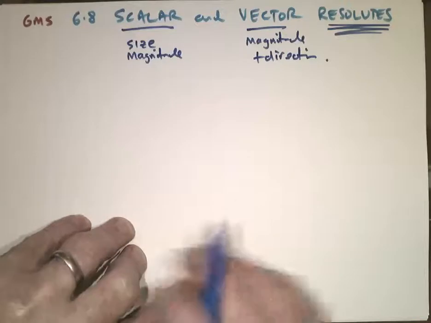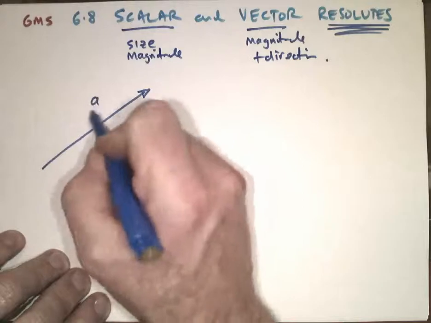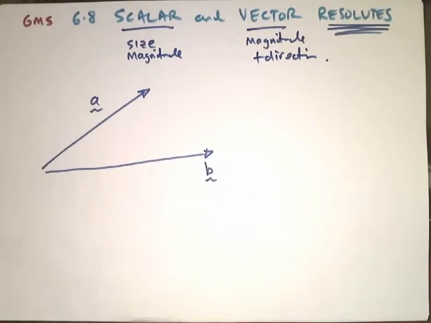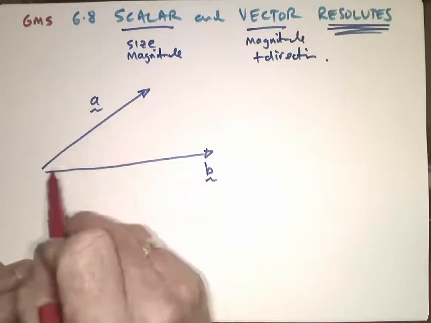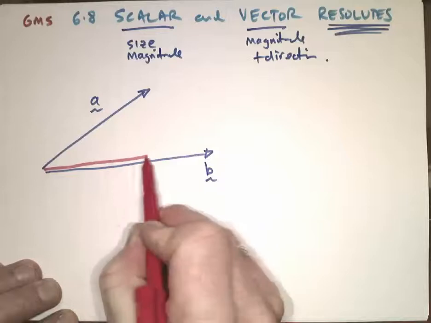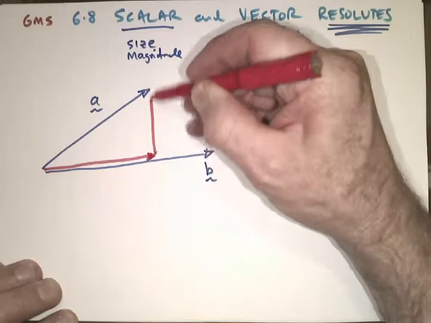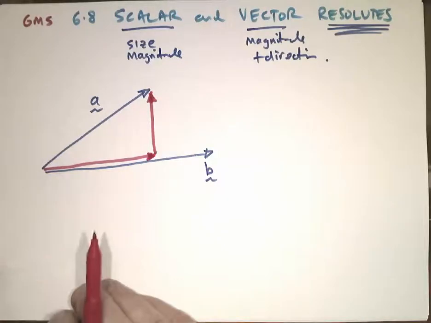Okay, if I had two vectors, vector A and vector B, and I placed them together with their tails together, then I could break vector A into two bits. One bit that is in the direction of vector B, and the other bit that is perpendicular to vector B. So that gives me my two bits.